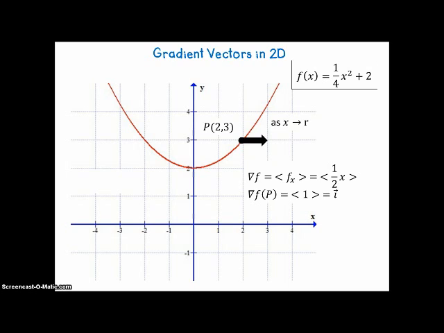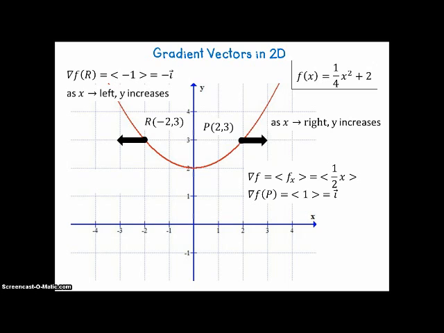Now what does this mean? Well, very little, but as x moves to the right along this vector, then y will increase, right? Now if we look at a different point, (-2, 3), this time the gradient evaluated at (-2, 3) will be a half times negative 2, or negative 1, which is negative i. And so it looks something like that. As x moves to the left, this time y increases. And so the gradient points in the direction that will make y increase. Okay?